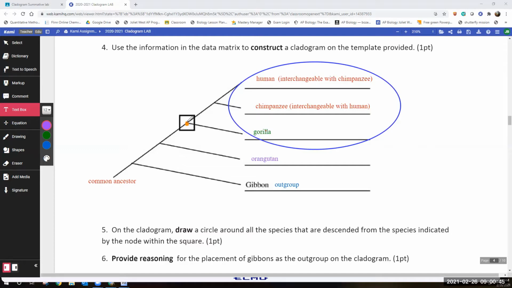And that node is showing an extinct common ancestor. And notice when we go through that node, I can go through the node to get to the gorilla. So that's a common ancestor to the gorilla. But I could also go from that node up to the human and over to the chimpanzee. So that would show a common ancestor to all 3 of those primates.